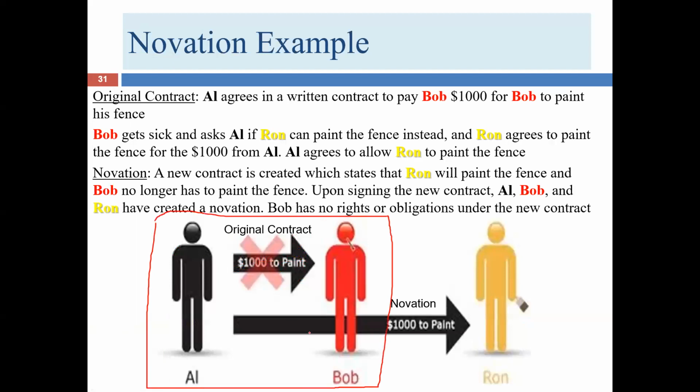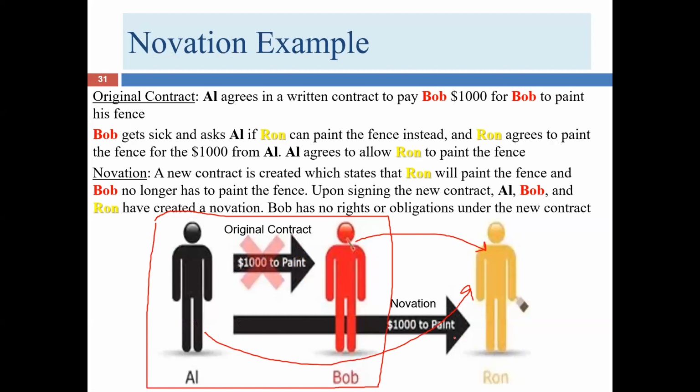And Bob decides he wants to delegate his duty to paint the fence. Maybe Bob is sick, for whatever reason, but we'll say he's sick. And so he wants to delegate his duty to Ron. He doesn't want to try the novation. He just wants to do a delegation. And so he delegates the duty to Ron. But he also delegates the asset that he's expecting to get, the $1,000. So he delegates the duty of painting the fence, but he also assigns the asset of the $1,000 to Ron.